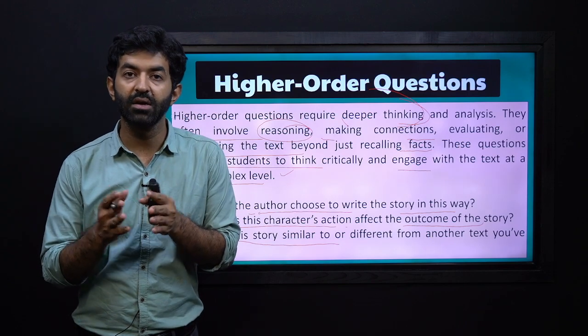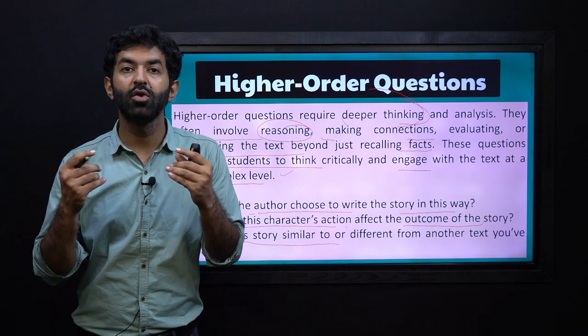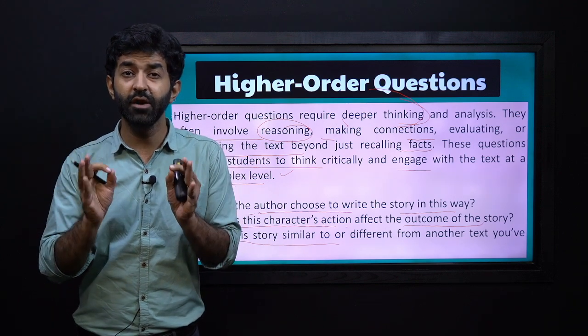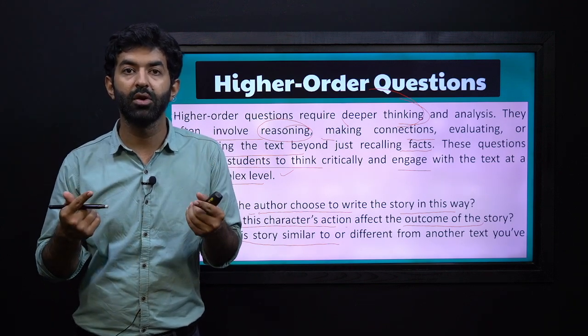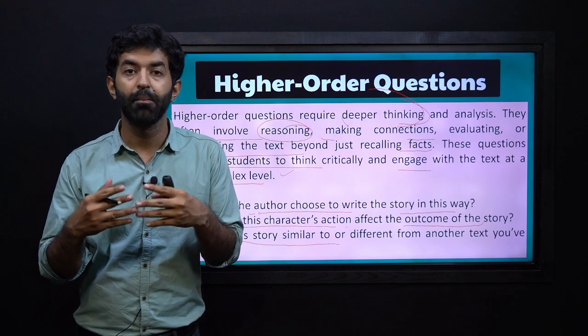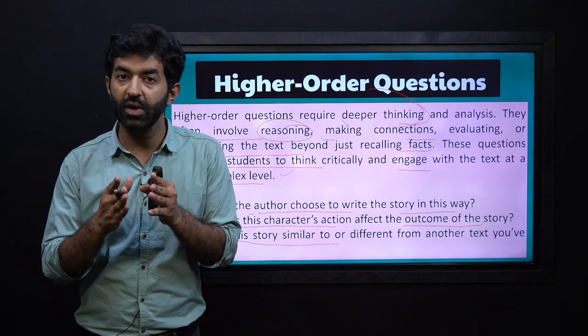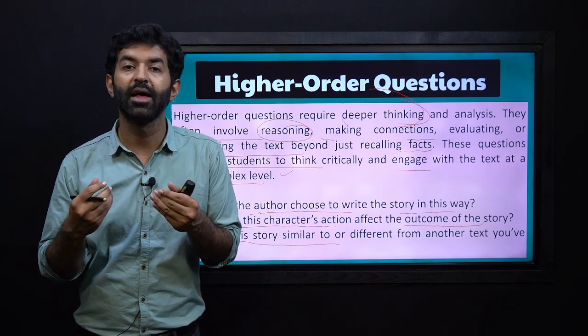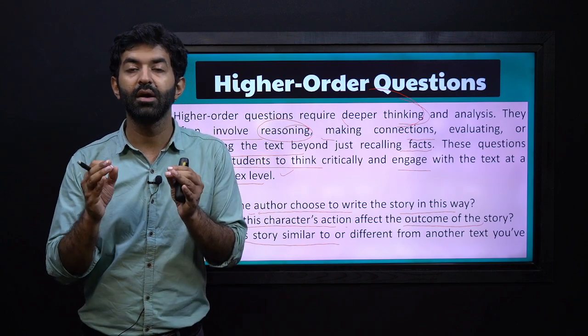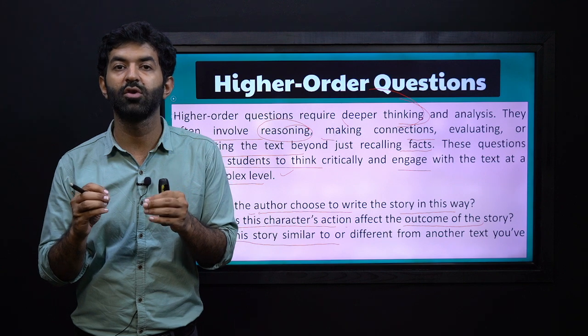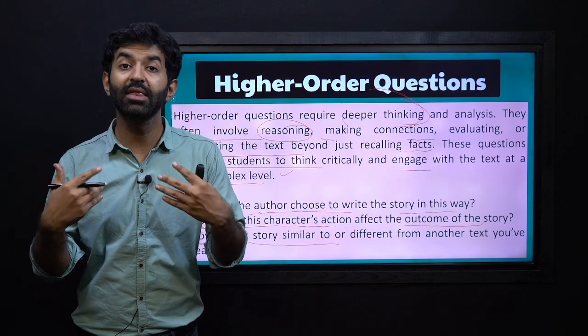You cannot find the answer directly in the text, but you have to read the text carefully and then think about it, make connections, make some inferences, and then answer the question. So this will take a little more time than the simple questions, but they require such time so that you can think critically and then answer it.